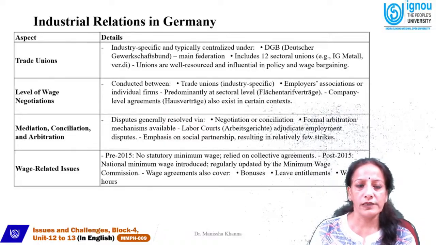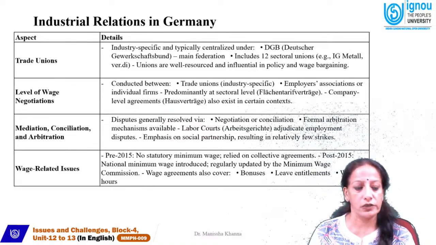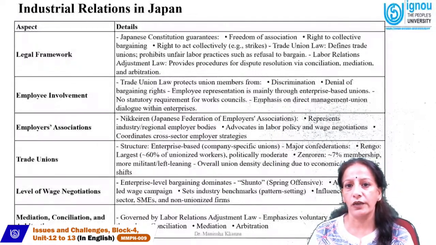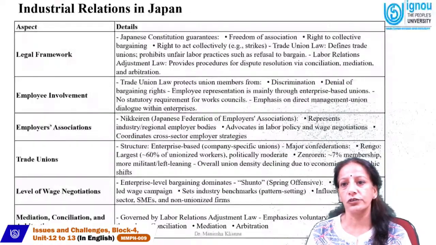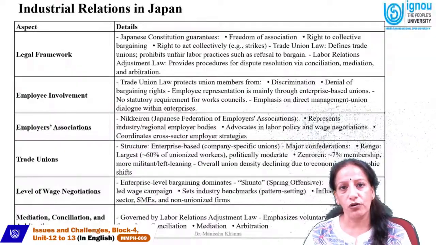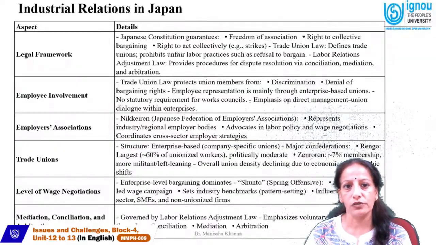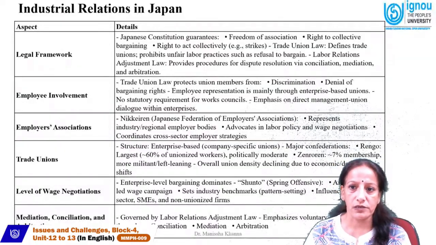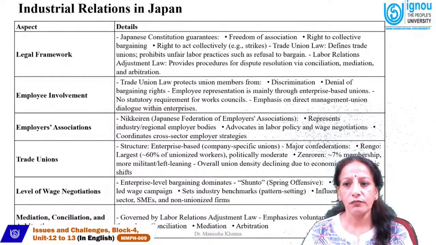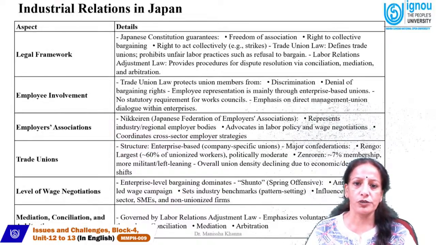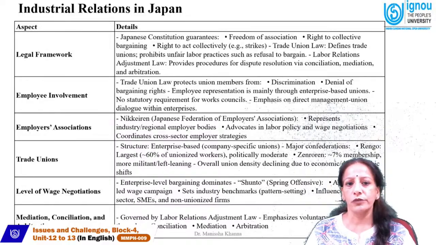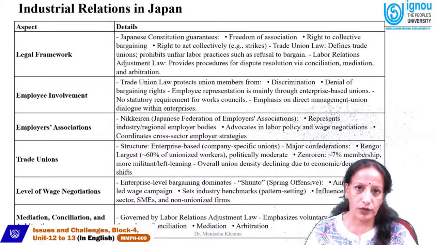So let's see further industrial relations in Japan. The legal framework: the Japanese constitution guarantees freedom of association, the right to collective bargaining, and the right to act collectively. Trade union law defines trade unions and prohibits unfair labor practices, such as refusal to bargain. Labor relations adjustment law provides procedures for dispute resolution via conciliation, mediation, and arbitration. That was the broad legal framework.